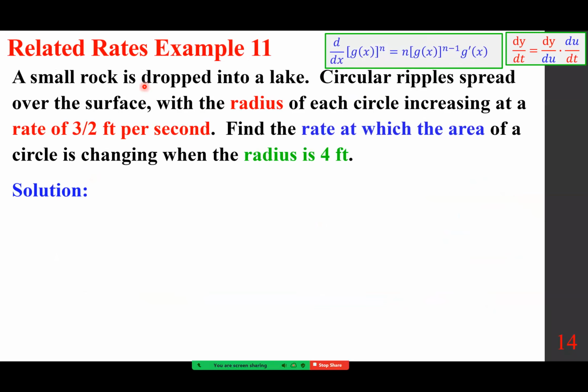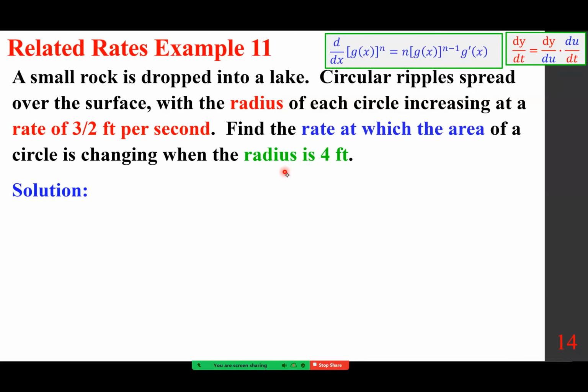A small rock is dropped into a lake. Circular ripples spread over the surface with the radius of each circle increasing at the rate of 3/2 feet per second. Find the rate at which the area of a circle is changing when the radius is 4 feet. So it's a word problem. We want to write down the given information.